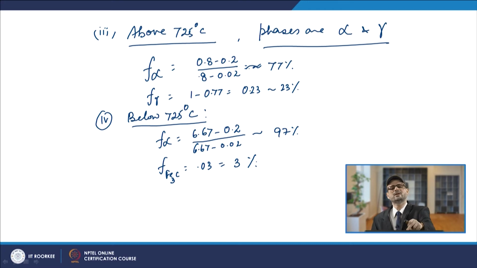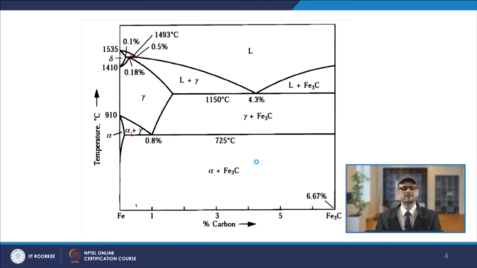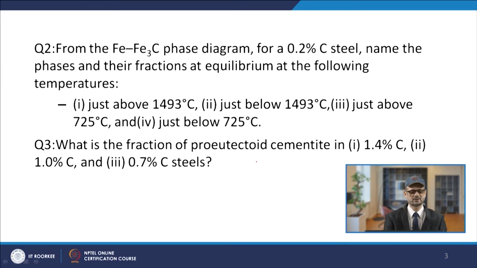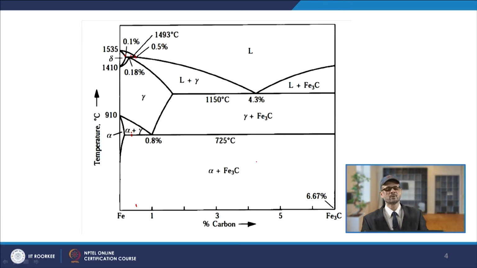Now, you will have the next question, and that question is, what is the fraction of pro-eutectoid cementite in 1.4% carbon. We are talking about the formation of pro-eutectoid cementite in 1.4% carbon. So, this is about 1.4% carbon, so this will be somewhere here.